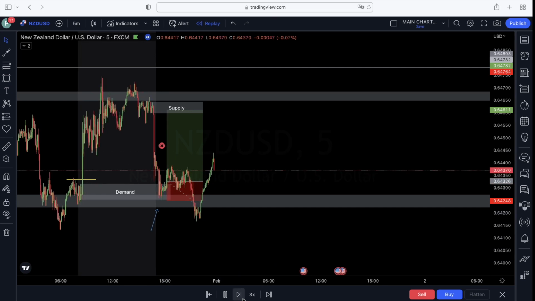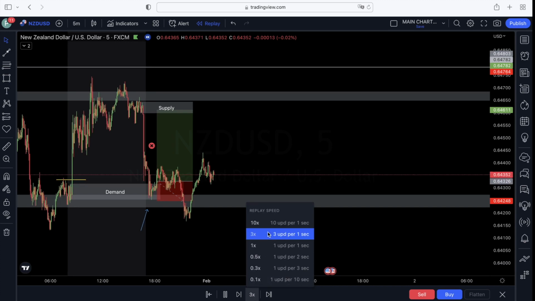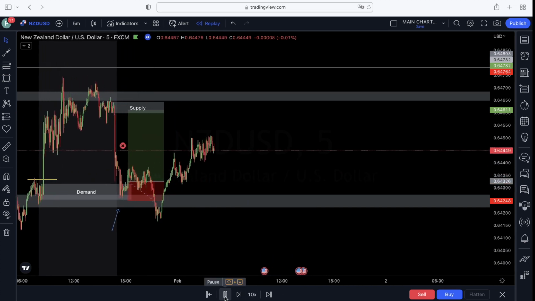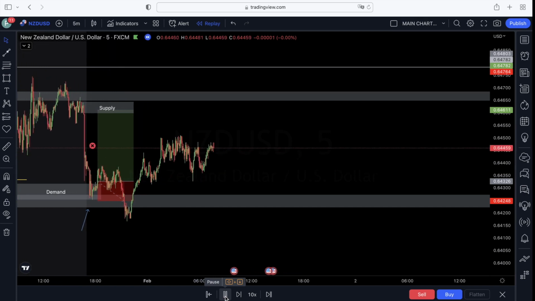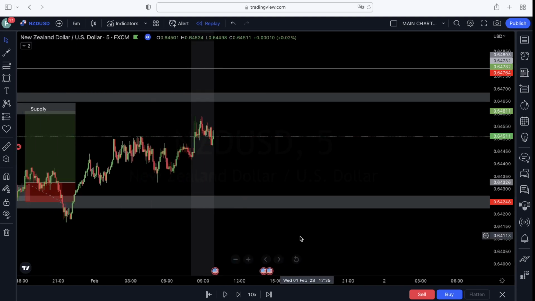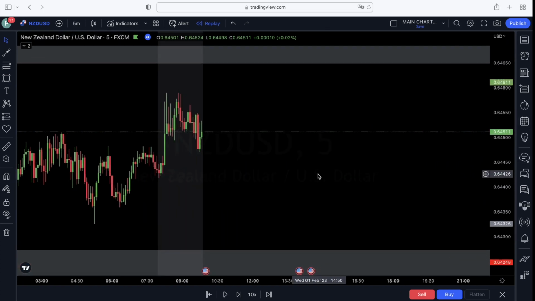Liquidity grab, possibly. Let's speed it up here. Let's go. All right, New York session. Okay, we're in New York session. Let's see what we can do.